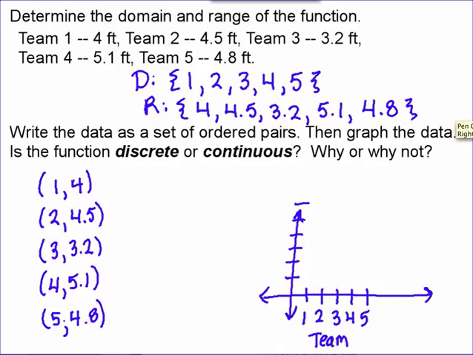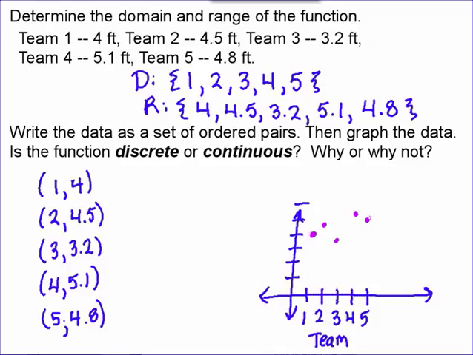So if I have 1, 4, okay, 1, 2, 3, 4. That's going to be about right here. 2, 4.5 is going to be a little bit higher. 3, 3.2 is going to be a little bit lower. 4, 5.1 is going to be the highest. And then 5, 4.8 is going to be right in there. Okay, so it's just a matter of approximating. It doesn't have to be perfect. I'm not going to sit there and measure to make sure you've got it exactly, but somewhat close.